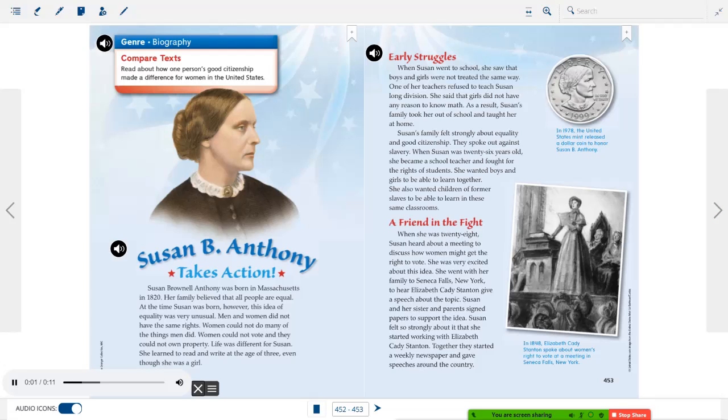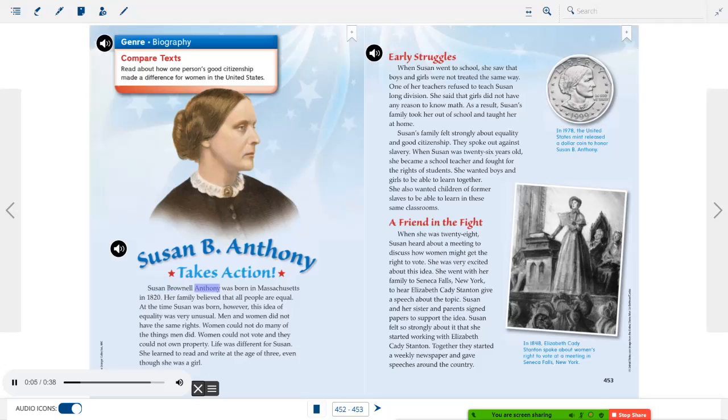Genre: Biography. Compare texts. Read about how one person's good citizenship made a difference for women in the United States. Susan B. Anthony takes action.